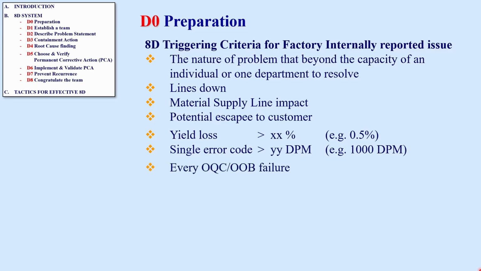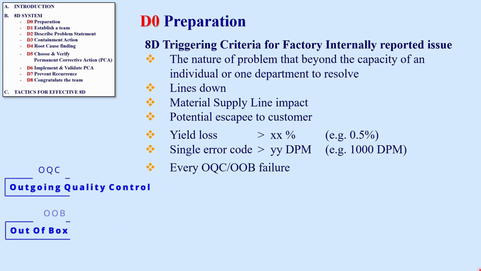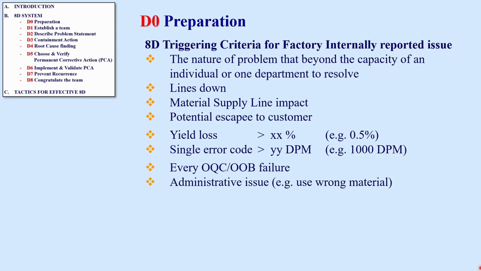The following criterion is related to outgoing quality control, OQC, or out-of-box, OOB. In general, OQC or OOB is the last inspection or test gate, and it is performed on a sampling basis. If a failure is detected here, it means there is a high chance defective products will escape to customers. If the issue is due to an administrative error, such as using the wrong part, then most likely the whole batch of material will be impacted. For this case, we might trigger forming an 8D team, since we might need to do massive rework.